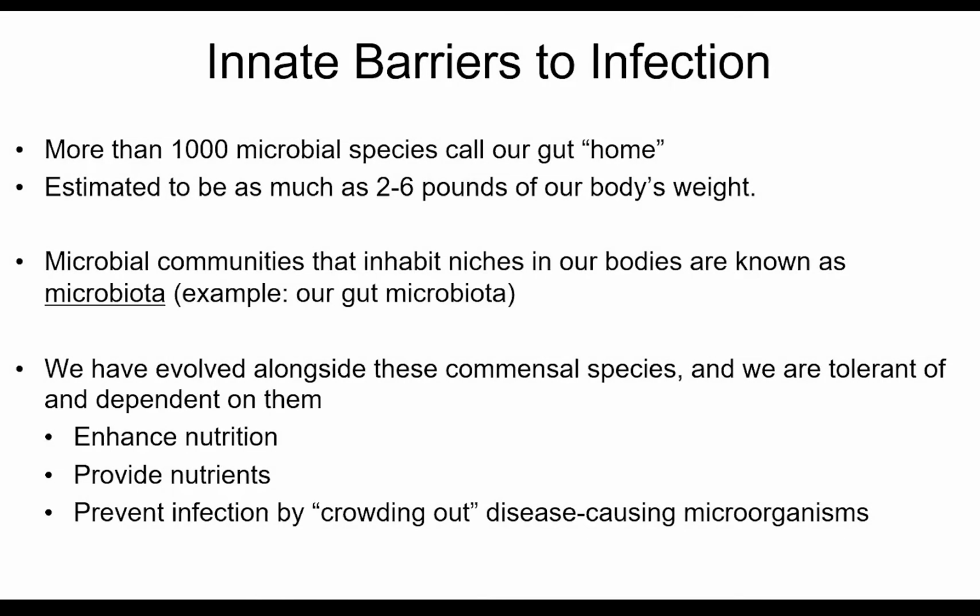And additionally, we can consider our microbiota to be another innate barrier to infection. We have more than 1,000 microbial species that call our gut home. And we've evolved alongside these commensal species, which enhance nutrition and additionally prevent infection by crowding out disease-causing microorganisms.